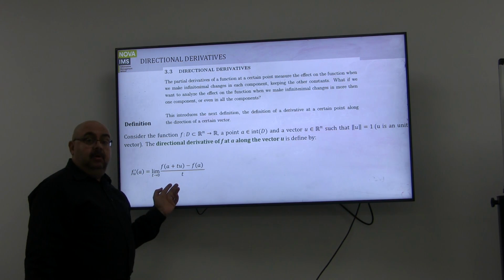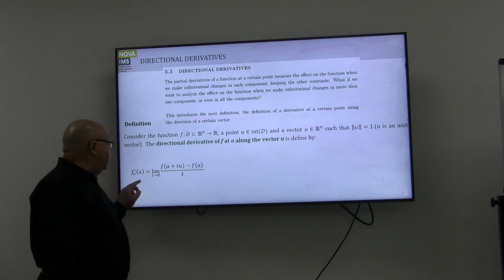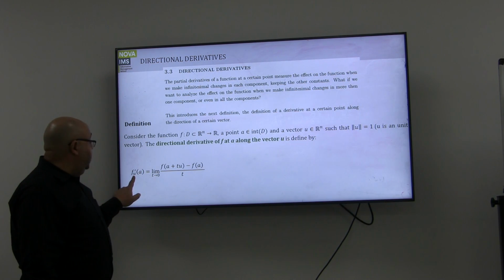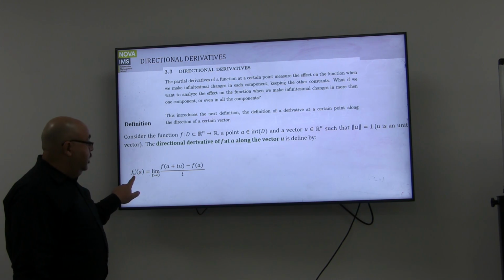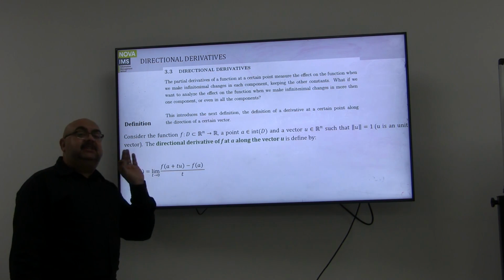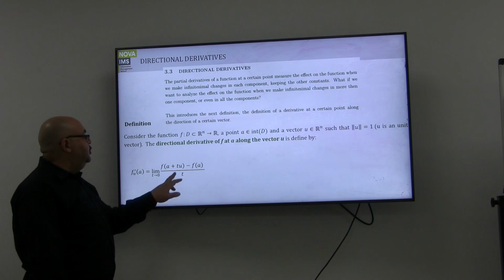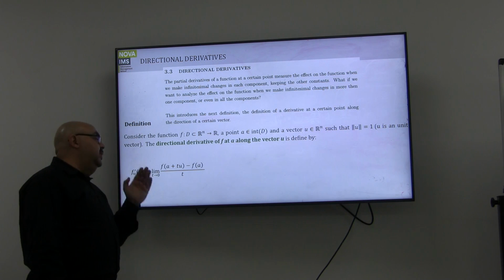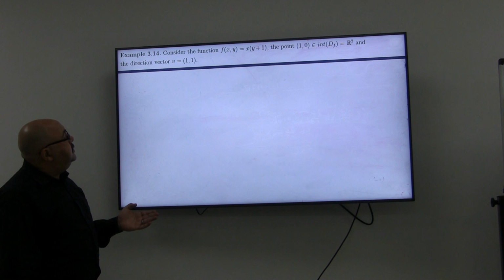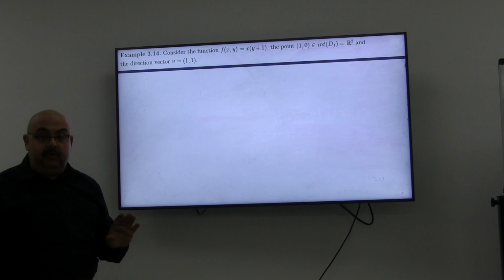This is the law that we will use in order to find the derivative of a function at a certain point in the direction of a specific vector. If you remark, if we use u as 1 with 0, it's going to be exactly the equation of partial derivative in the x direction. If I'm using u as 0 and 1, it's going to be exactly the equation of the partial derivative in the y direction.